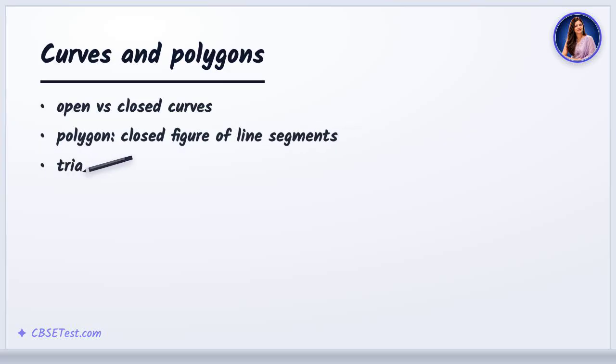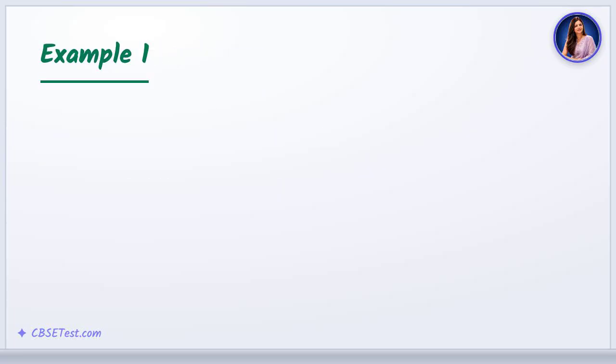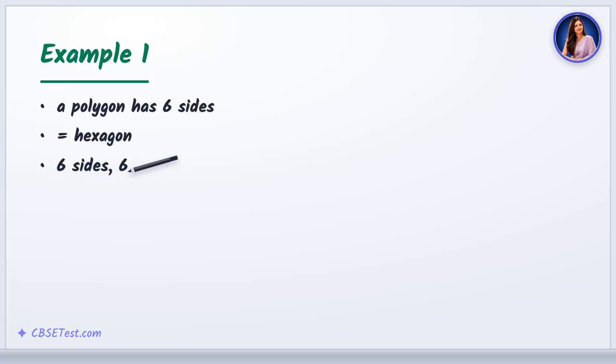A polygon is a closed figure made only of straight line segments. 3 sides make a triangle, 4 a quadrilateral, 5 a pentagon. A closed figure with 6 straight sides is a hexagon. It has 6 sides, 6 vertices, and 6 angles.